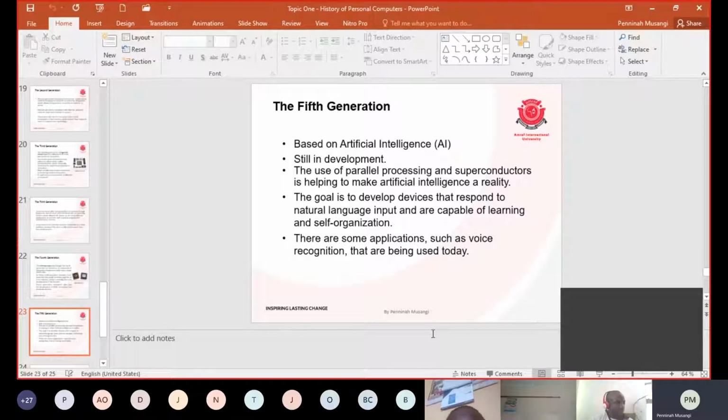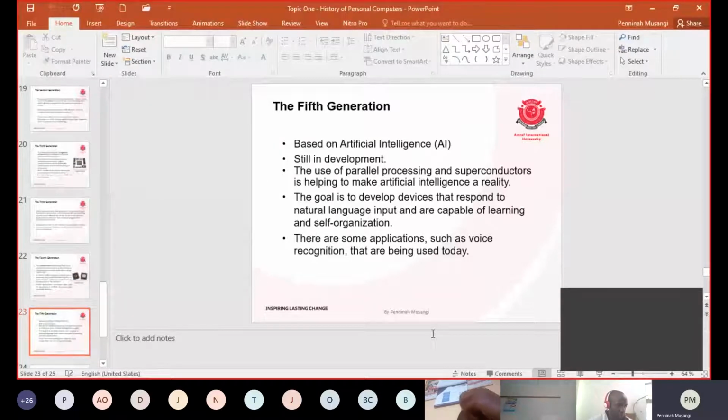So the goal of the 5th generation is to develop devices that respond to natural language. And you can bear witness that it is possible nowadays to use natural language. For instance, the Google search engine has the ability for you to speak to it what you want to search. Instead of typing, you click the microphone icon and then you speak what you want to search, and it searches, provided you pronounce the words the way they are supposed to be pronounced, not with the problem we usually have with our mother tongue interference.